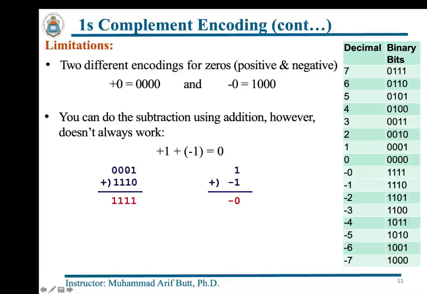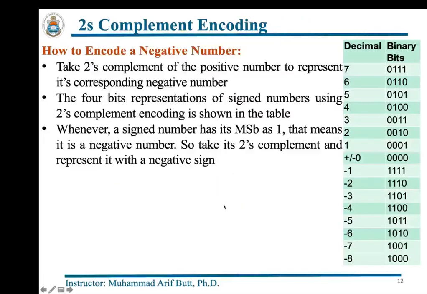So if you represent a +1 in ones complement, and a -1 in ones complement, and you add them up, you get all ones, 4 ones. And over here, 4 ones means -0. So this is again a limitation.